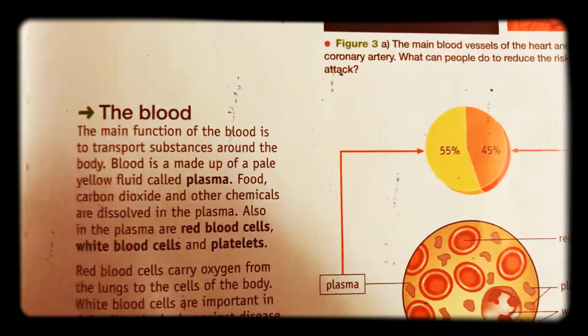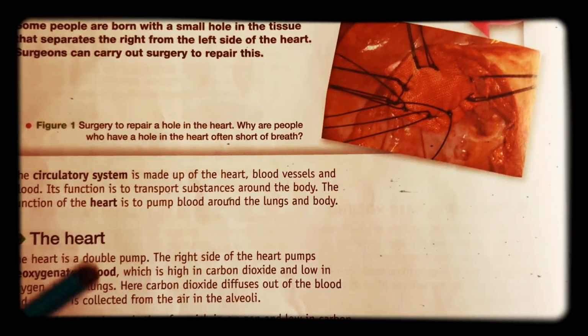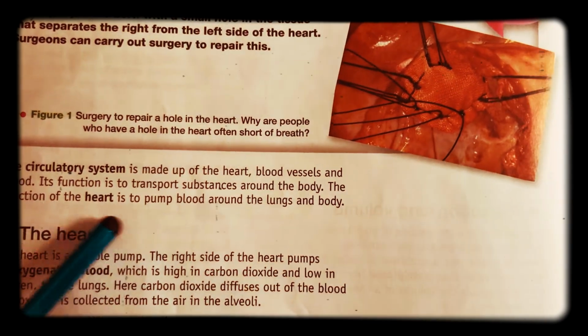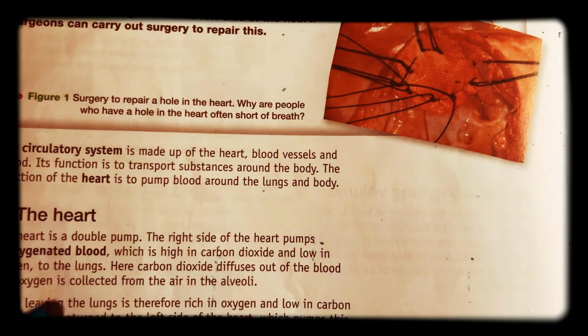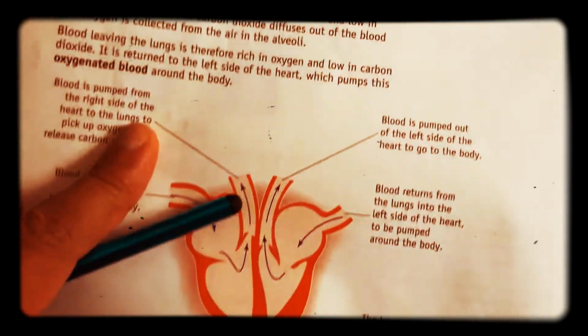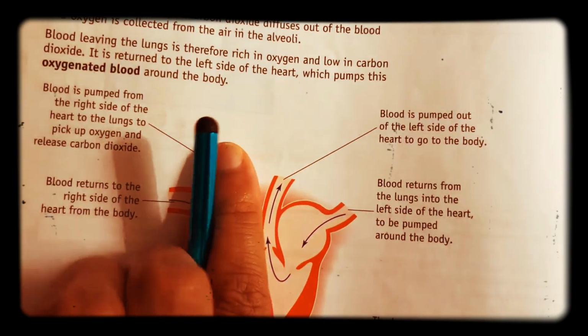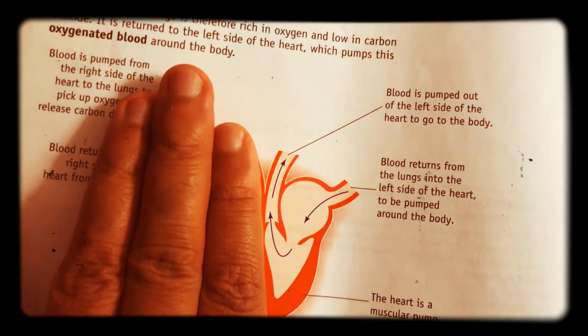So, final part is the heart and the circulatory system. It's made up of the heart, the blood vessels, and the blood. So this is what happens to all of that oxygen which whizzes around. The heart is a double pump, so it's two halves. Remember I sliced the heart and demonstrated it in front of you on the video?